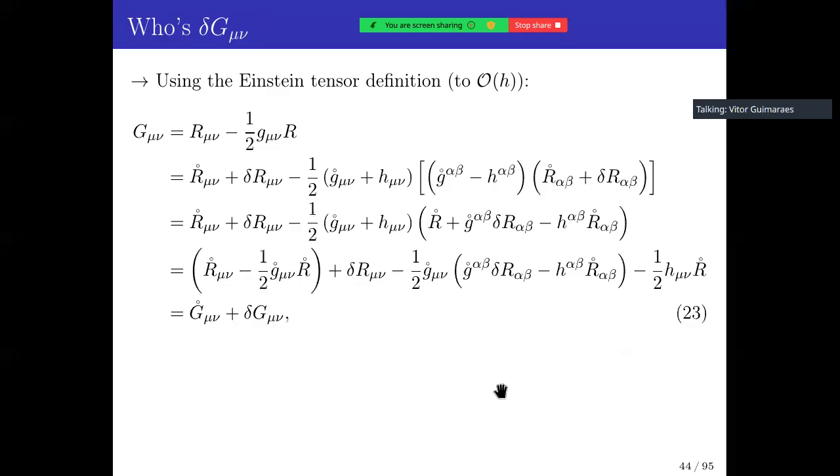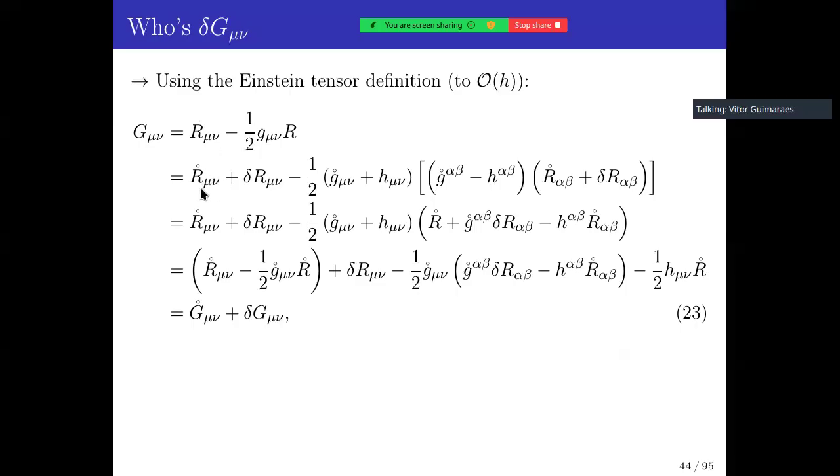Okay, this is scary, but bear with me. We're going to get there, okay? So the full Einstein tensor is this expression here: the full Ricci tensor, the full metric, and the full Ricci scalar, okay? What we're going to do is open up each of these terms and distribute the operations and see what we get, okay?